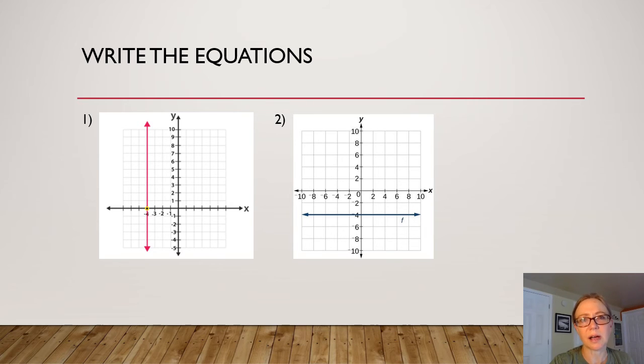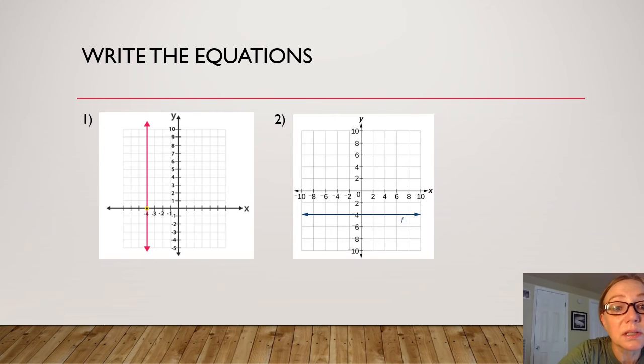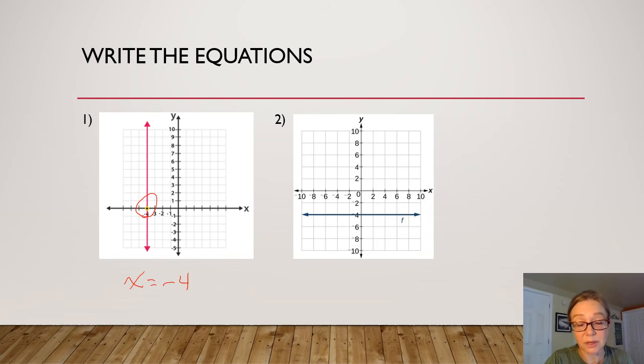Now we're going to look at some graphs and write their equations. In number 1, notice that x is equal to -4. Right there on the x-axis, x is equal to -4. Well, guess what? That's the equation. x = -4 is the only thing you have to say there. In the second problem, y, right there, is equal to -4. So y = -4 describes that horizontal line completely.